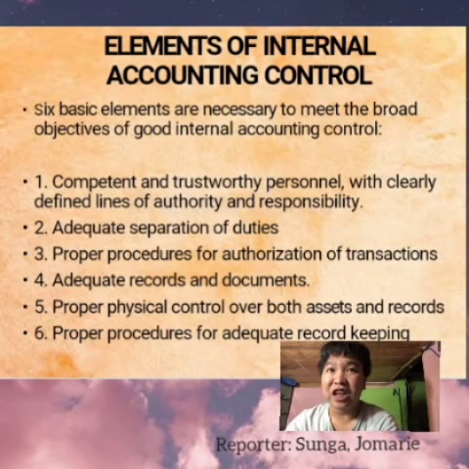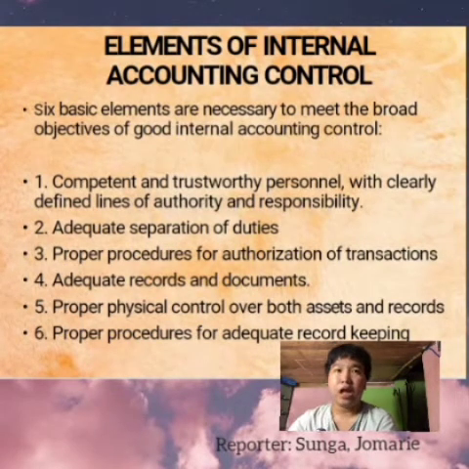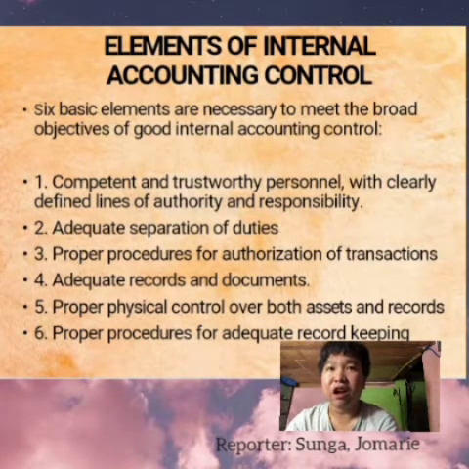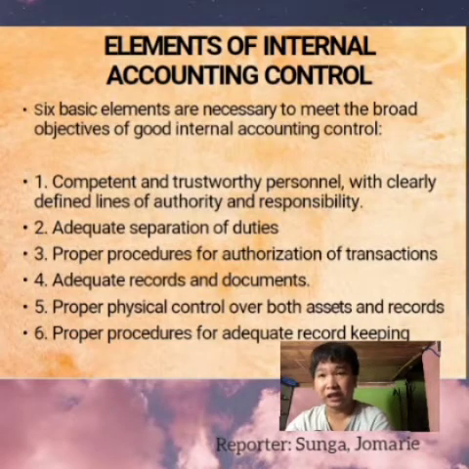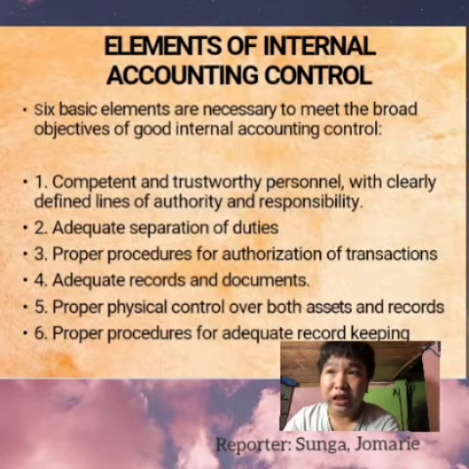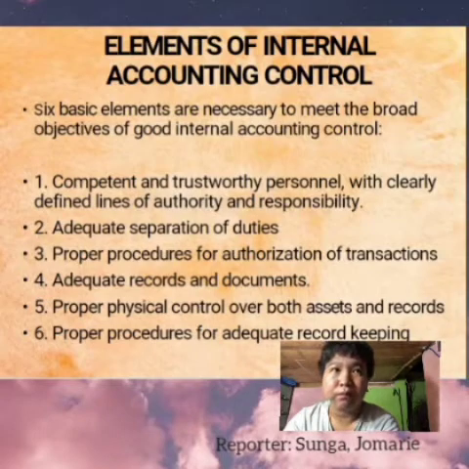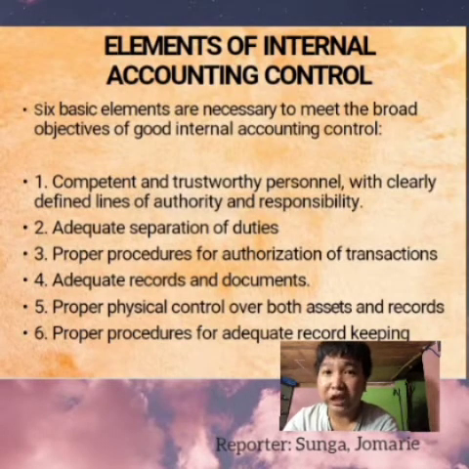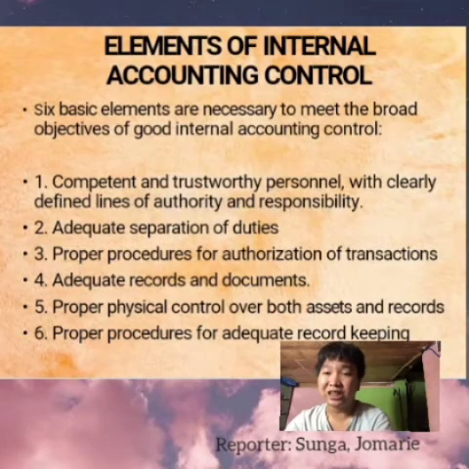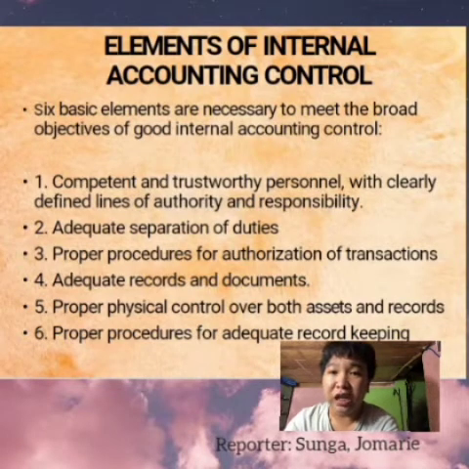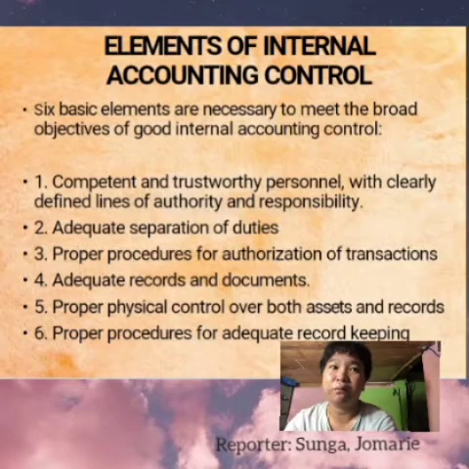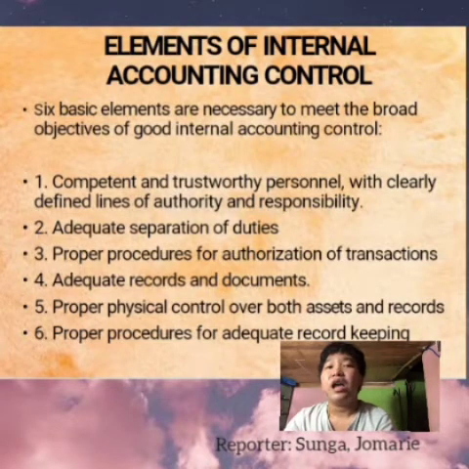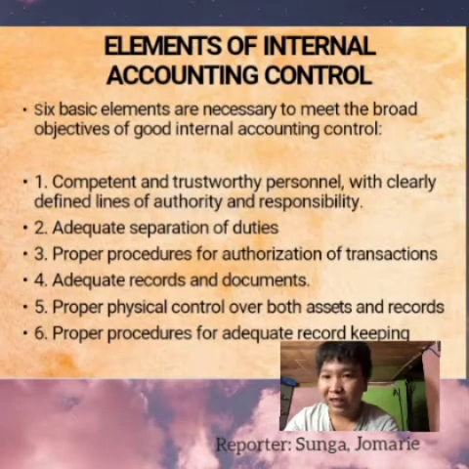Elements of internal accounting controls. Six basic elements are necessary to meet the broad objectives of good internal accounting controls. Number 1. Competent and trustworthy personnel with clearly defined lines of authority and responsibility. Number 2. Adequate separation of duties. Number 3.